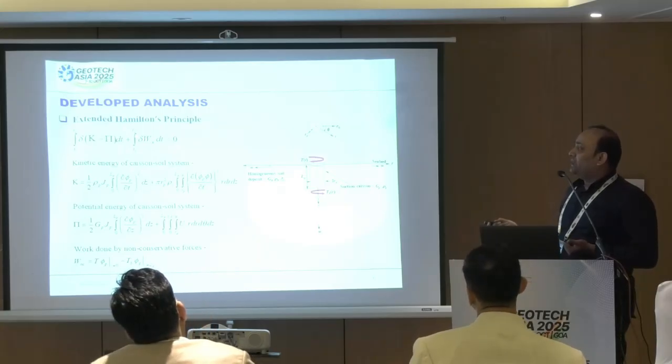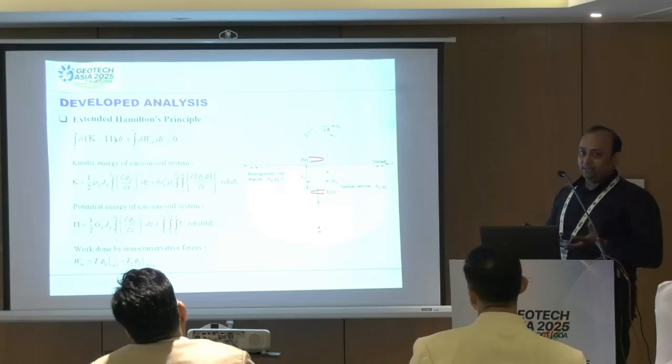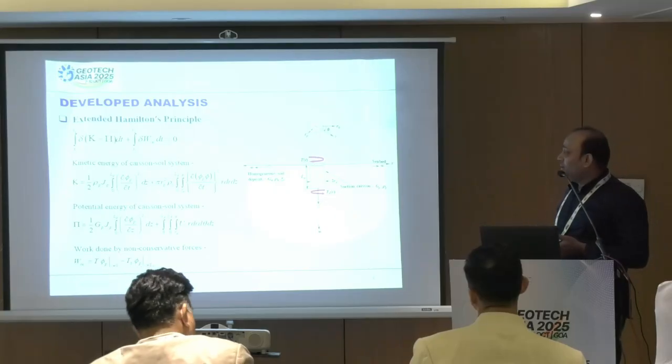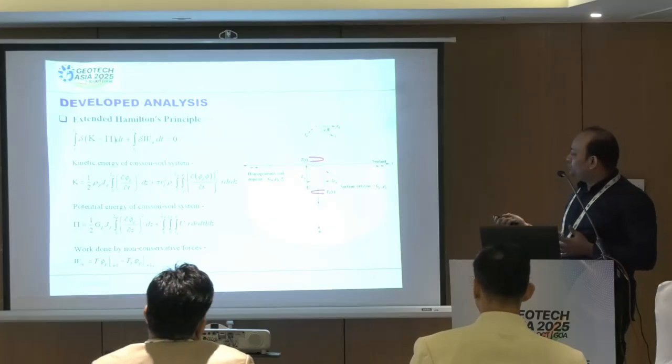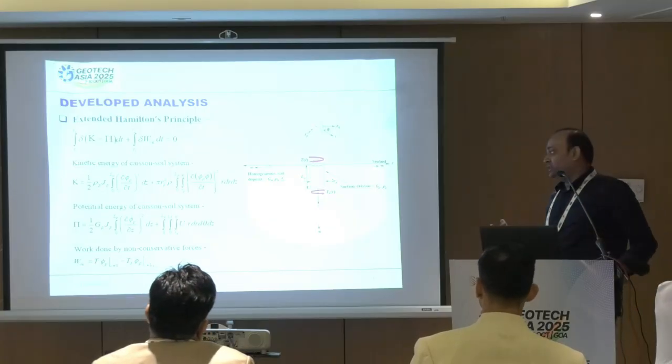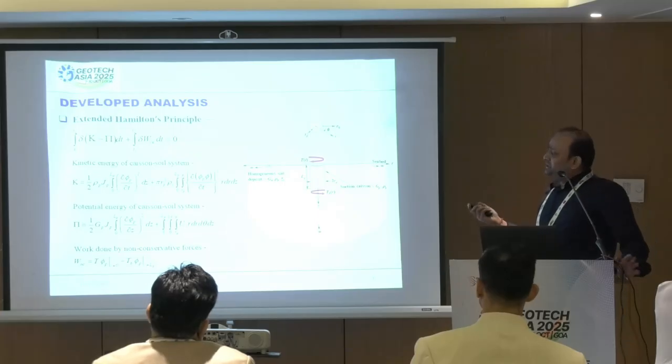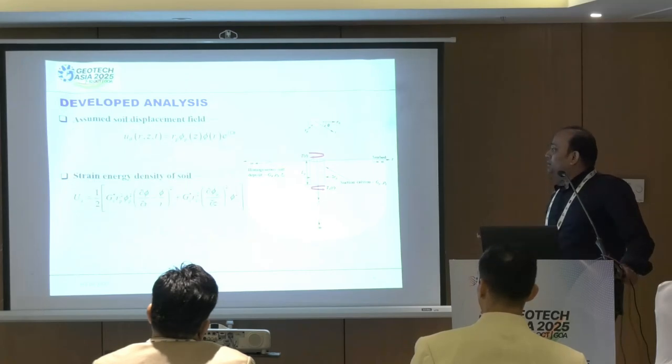And then you have K, pi, and WNC. K is basically the kinetic energy of the entire pile soil system. Pi is the potential energy, and WNC is basically the work done by these two forces, external forces. You can think of it as external forces. This is an external force. So, and all these energies and work done are expressed in terms of this particular equation that we have assumed.